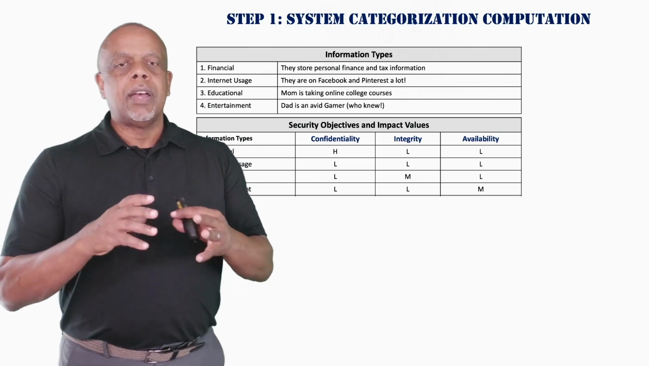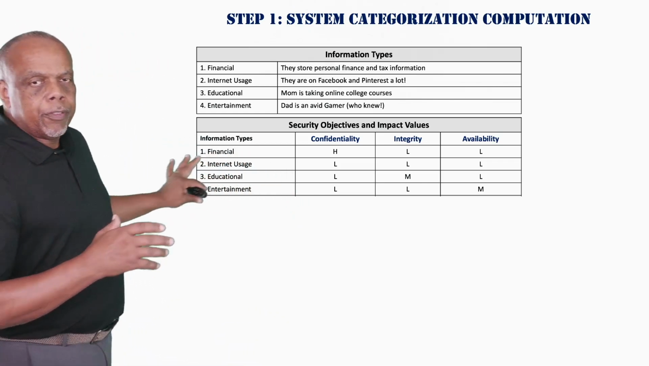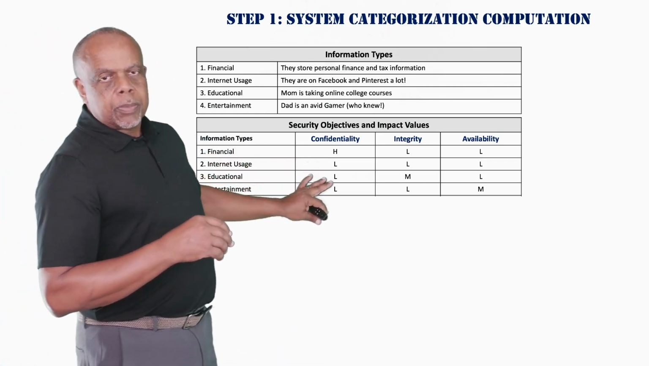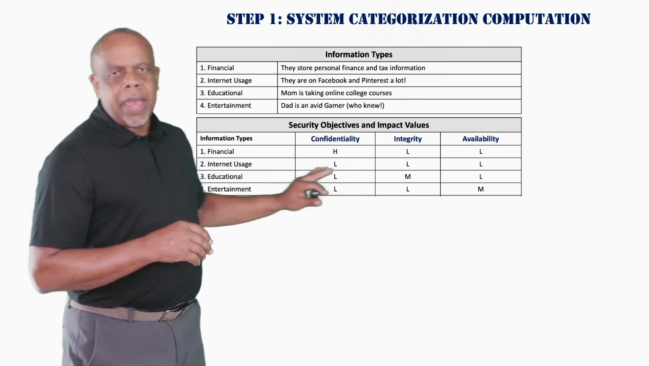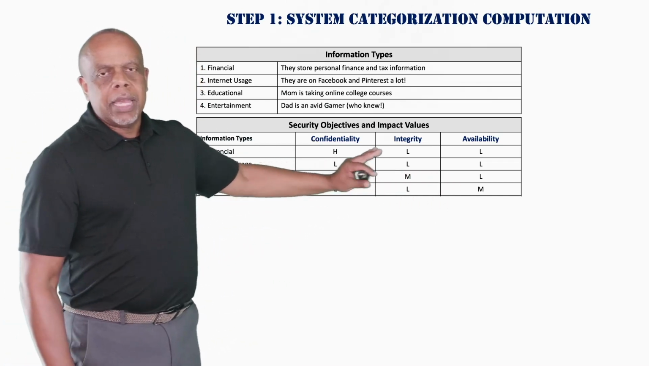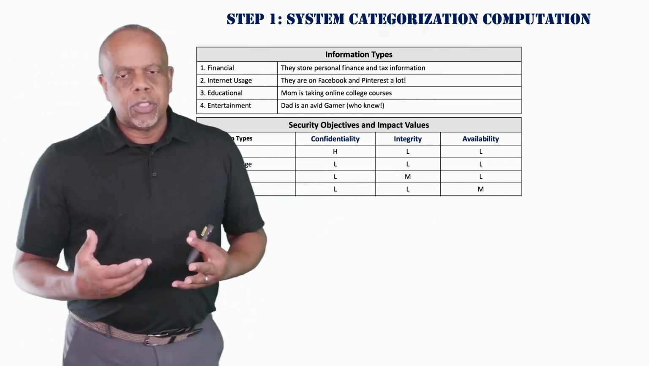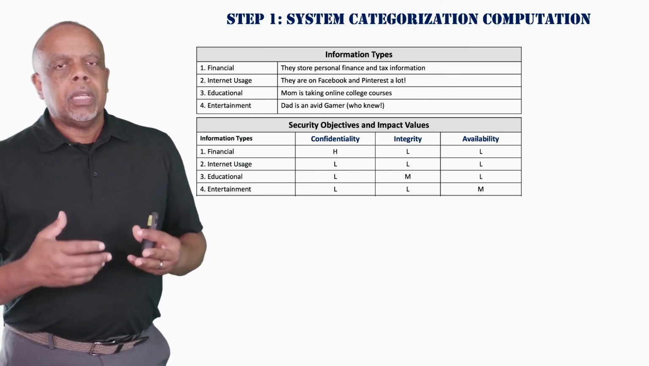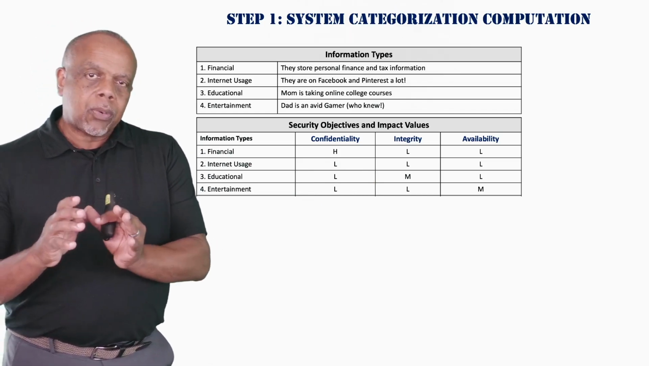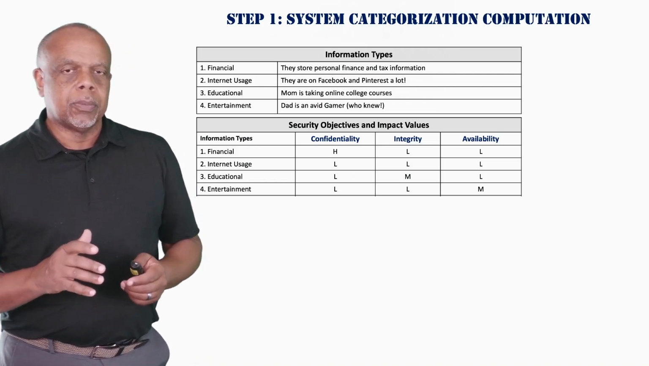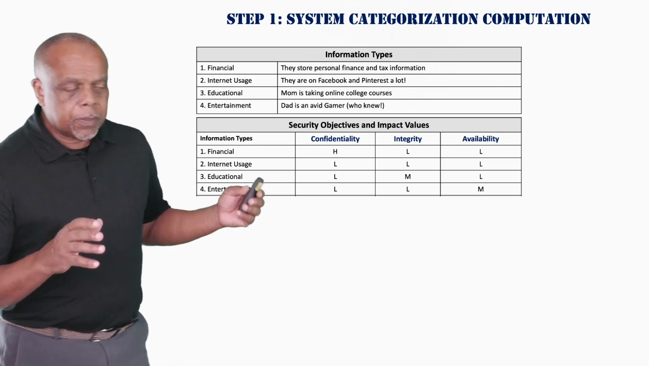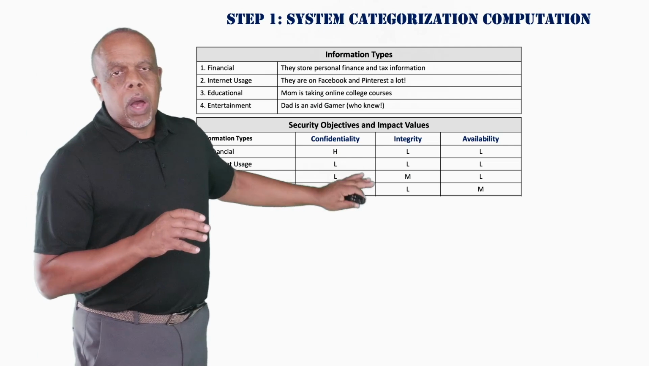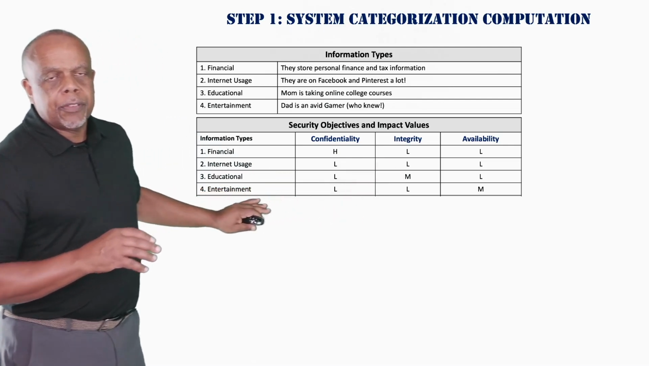So hopefully you see now how these fit together. How now we take the information types, the security objectives, and the impact values, and we can lay those out. So now this is giving me some tangible data that I can start working with as I categorize this information system. Okay, so it gives me some types of quantitative information, data.